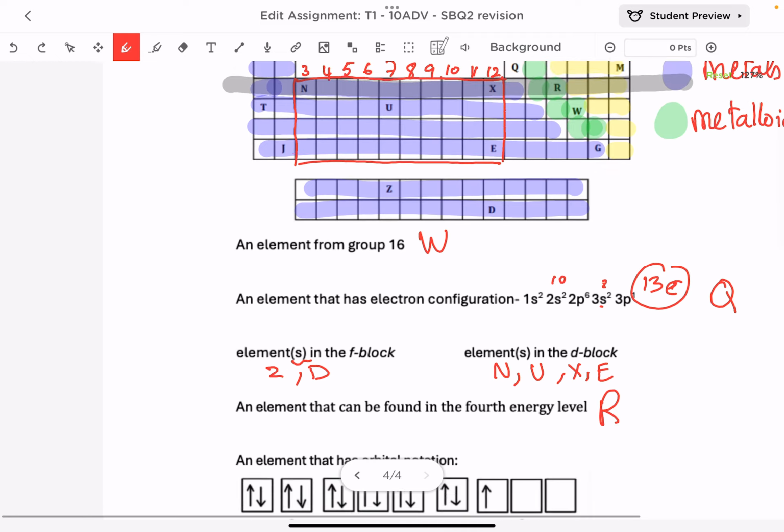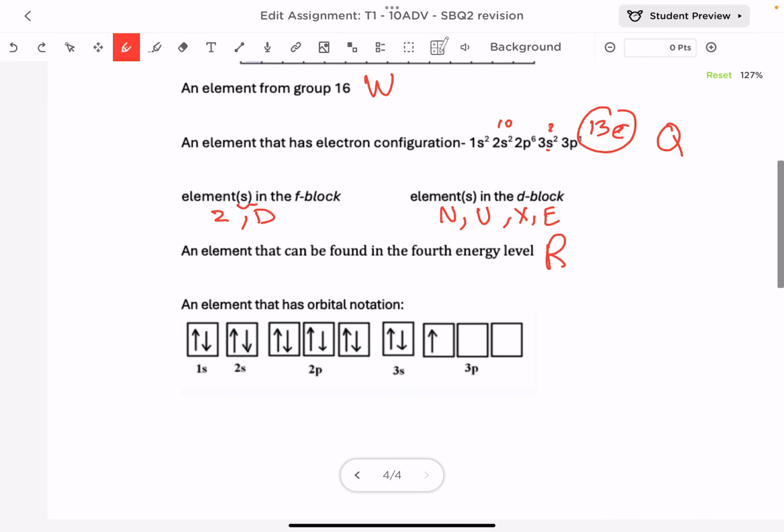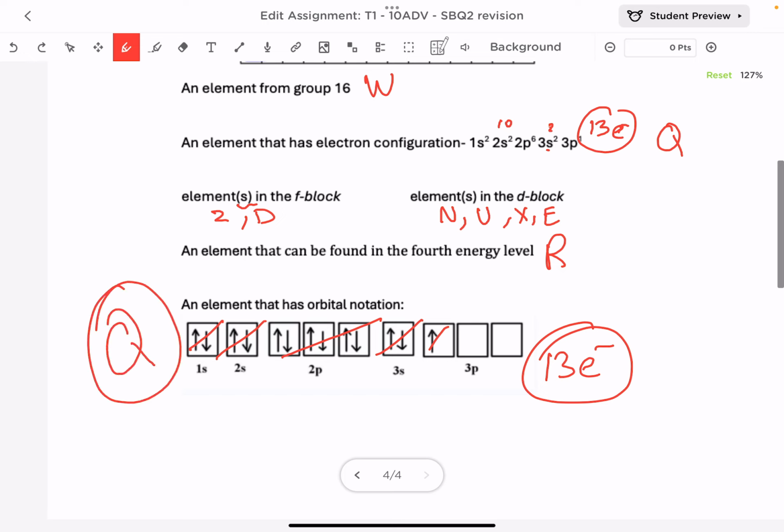An element that has orbital notation of 1s2, 2s2, 2p6, 3s2, 3p1. So you can count 2, 4, 10, 12, 13 electrons. Where can I find 13 electrons? Again, this is Q. And that's it.